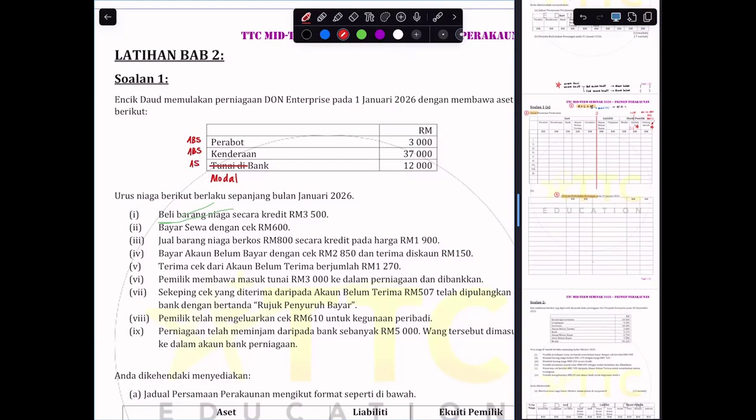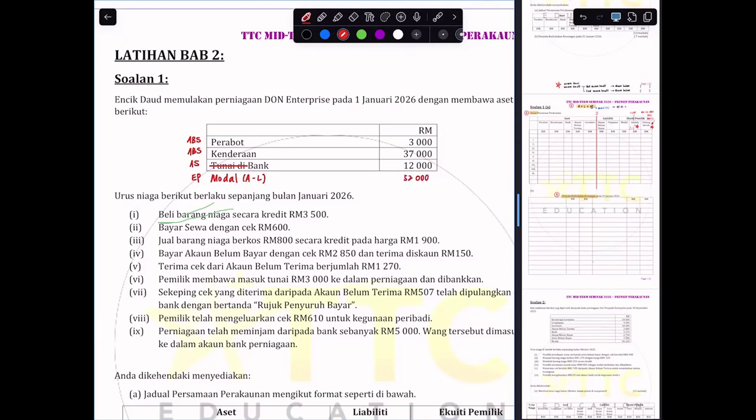AS, okay. Modal, EP. How to find the EP value? What is the formula to find EP value? Yes, A minus L. But for this question, there's no L, right? If no L, that means easy. Don't need to minus. Then just total up whatever asset we have. Okay, I have found out it is 52,000.